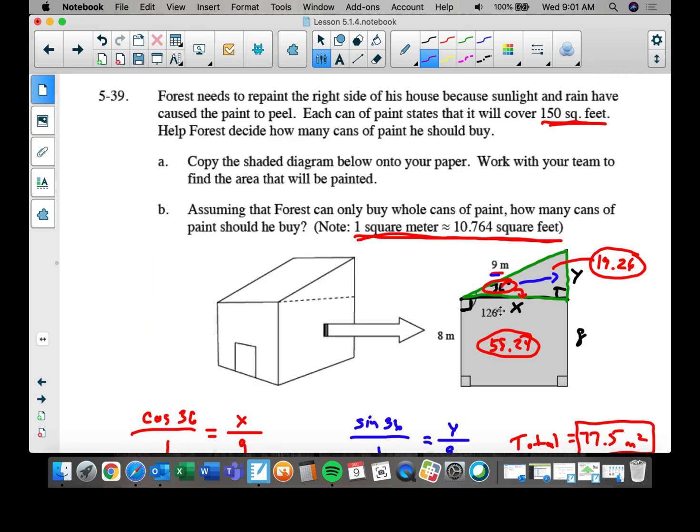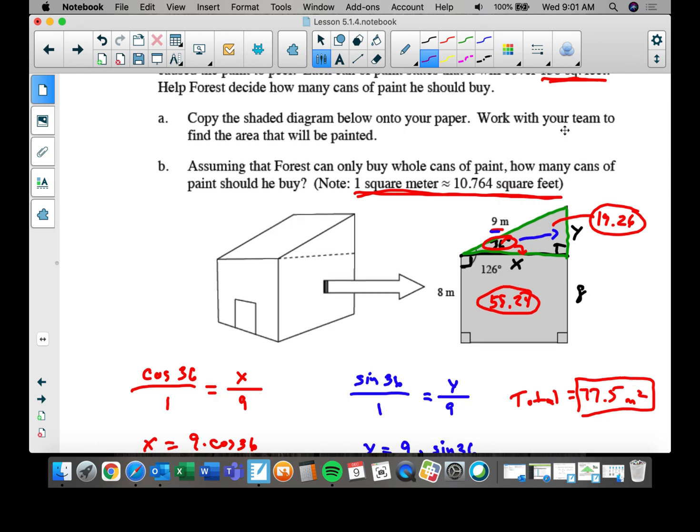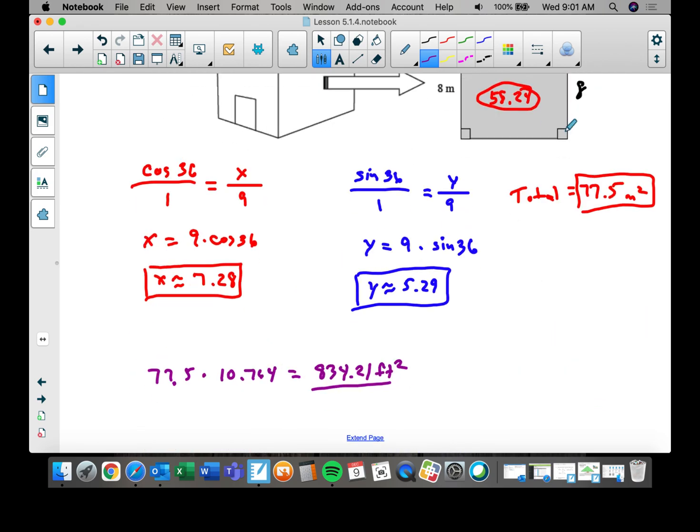And every can of paint that I buy can cover 150 square feet. So now I need to take that, divide it by 150, and I will end up with my answer. If I divide by 150, I get an answer of approximately 5.5614, that means I need a total of 6 cans of paint in order to cover that.